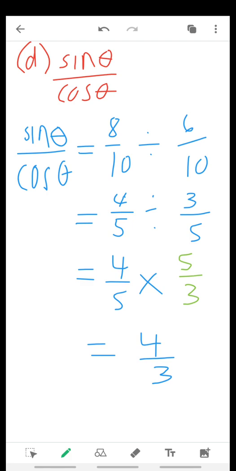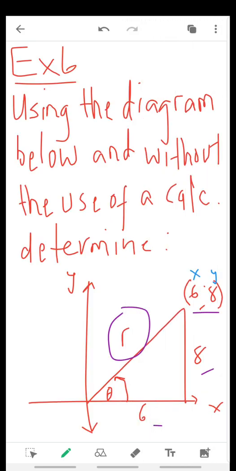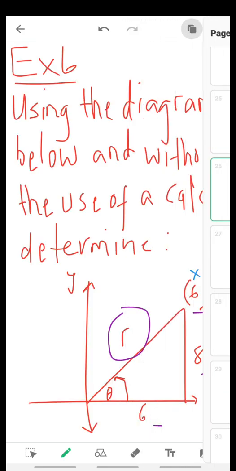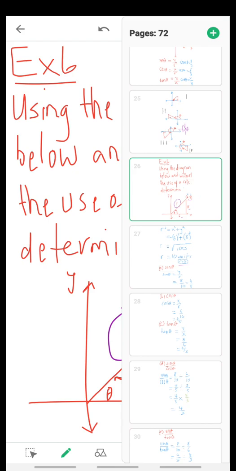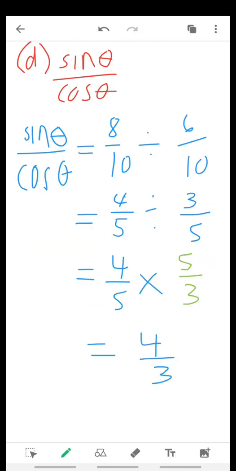Then question D: find sine theta over cos theta using this diagram. When I'm using this diagram, I notice that my sine theta is 8 over 10, divided by my cos theta, which is 6 over 10. Therefore 8 over 10 is 4 over 5, divided by 6 over 10, which is 3 over 5. Then I change division to multiplication, and what am I getting?